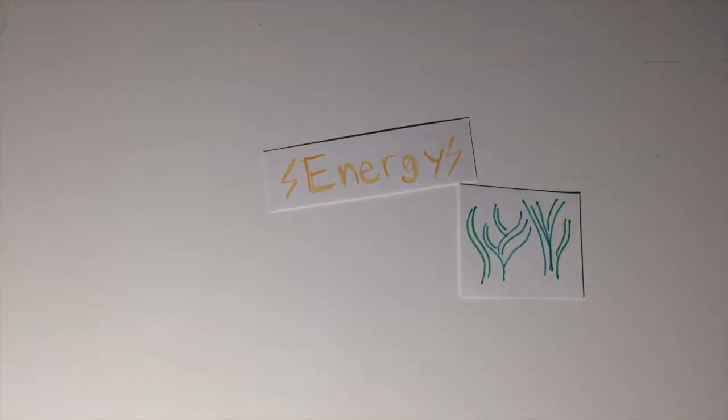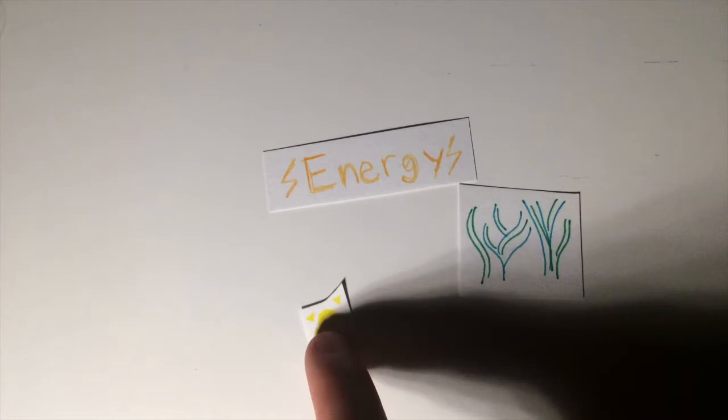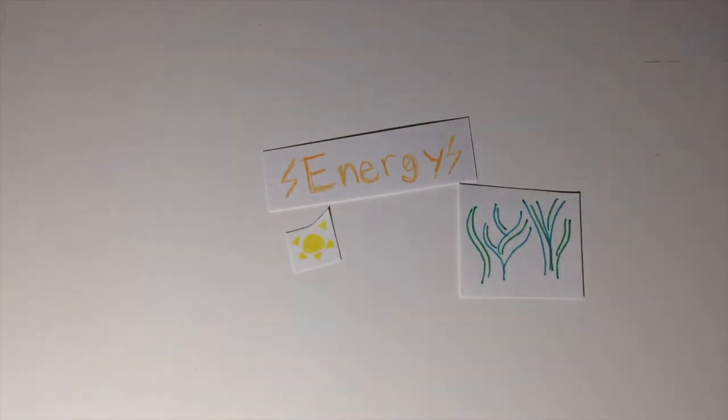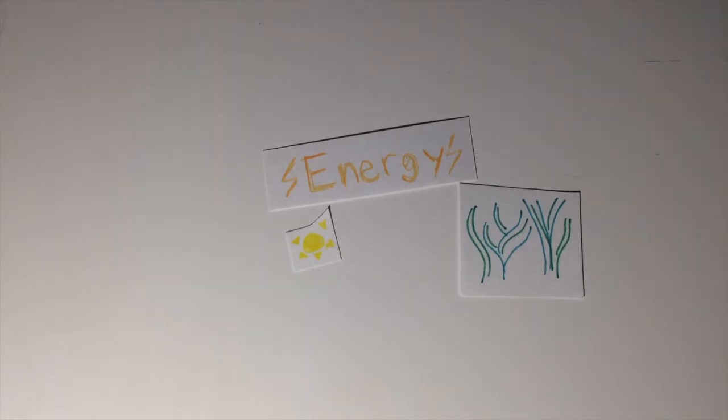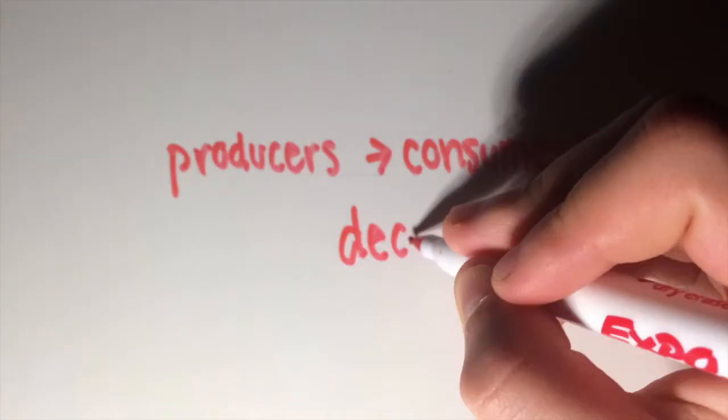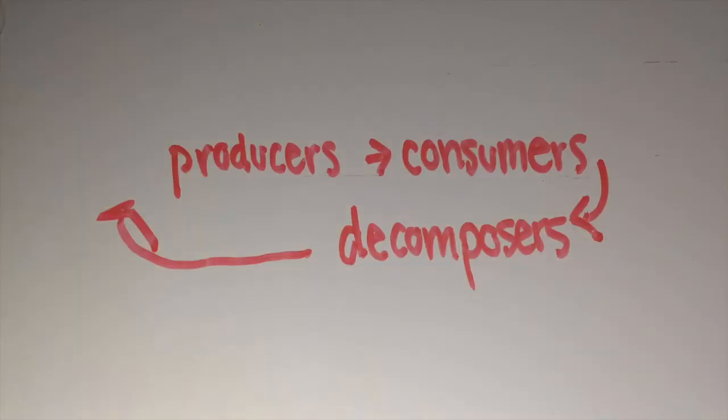Energy is produced by producer organisms like plants, which take in sunlight and turn it into energy by a process called photosynthesis. Protists and some bacteria can also use photosynthesis to get energy. Energy is consumed by other organisms called consumers, who eat producers or eat organisms that directly eat producers.